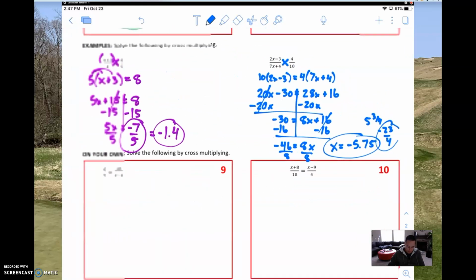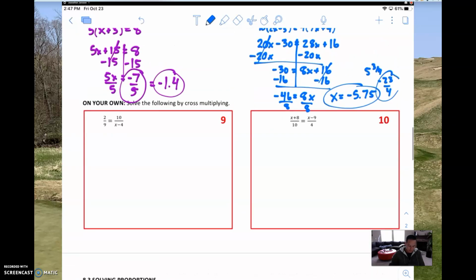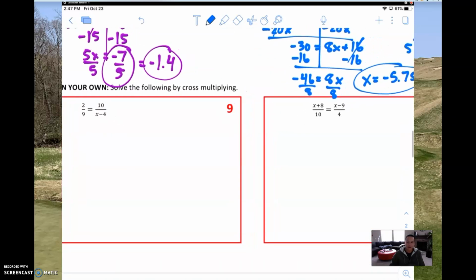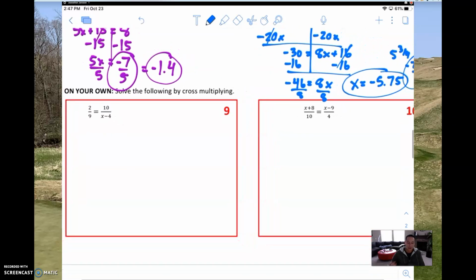So there are 2 more for you to do on your own. If you're able to do these, you're great at cross-multiplying. So go ahead and give those a shot.